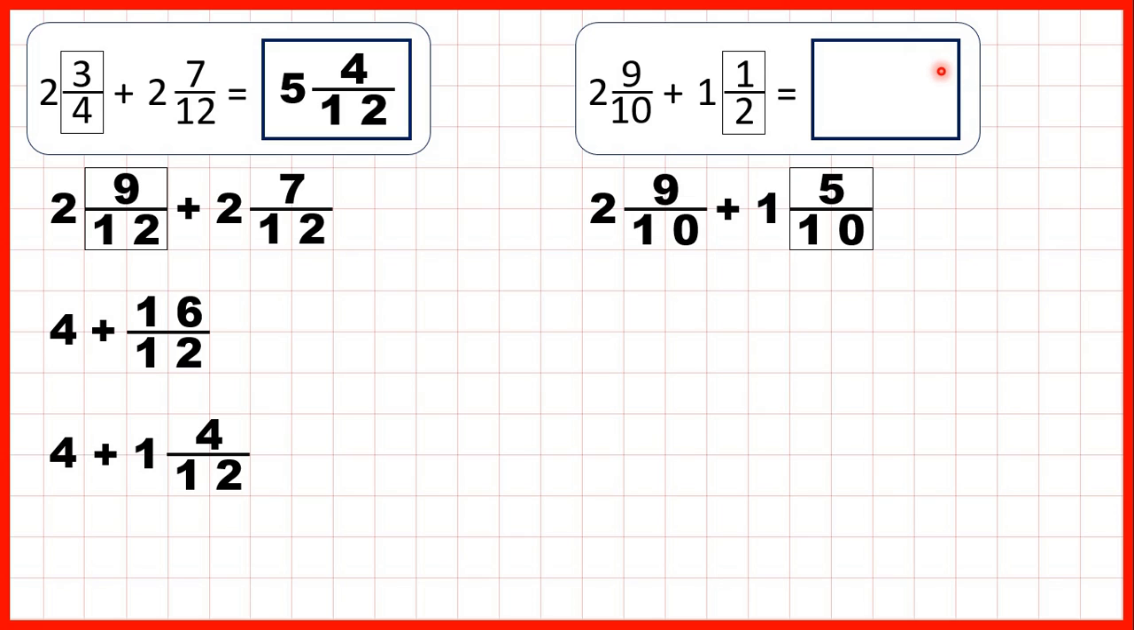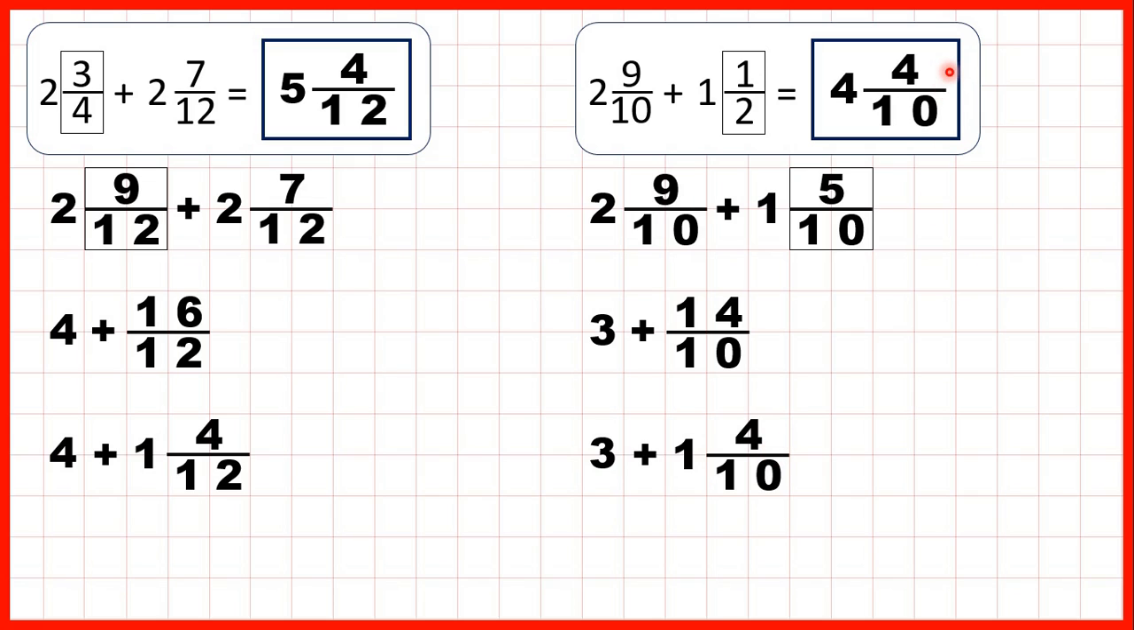But again, we can't write 14/10 in our answer box because we can't have an improper fraction in a mixed number. So instead, 2 plus 1 is 3, and we can add 14/10 that we've got from adding 9/10 and 5/10. But we can change those 14/10 back into a mixed number. So we can rewrite our question again as 3 plus 1 and 4/10 because 14 divided by 10 is 1 remainder 4. So now 3 plus 1 is 4, the 4/10 stays the same, so that gives us 4 4/10 as our answer.